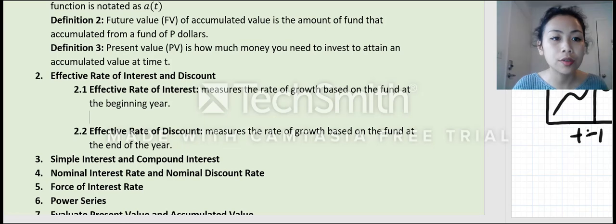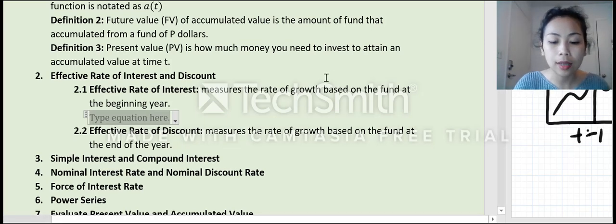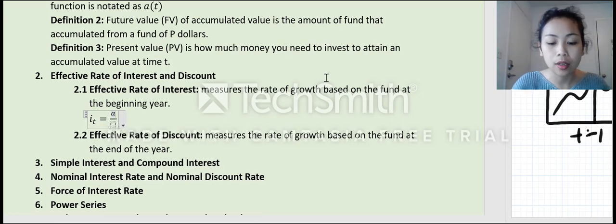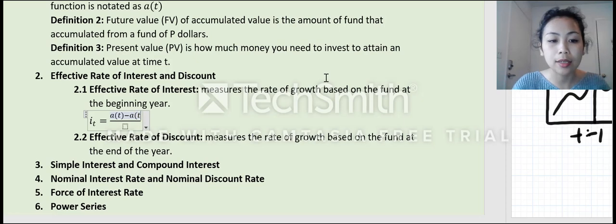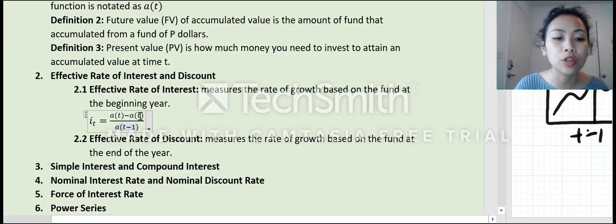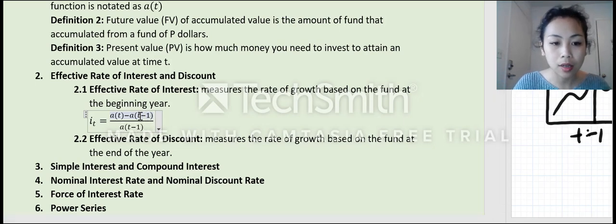And the formula to compute the effective rate of interest is i_t equal to (A(t) minus A(t minus 1)) over A(t minus 1), because that measures how much the money grows based on the beginning of the year.